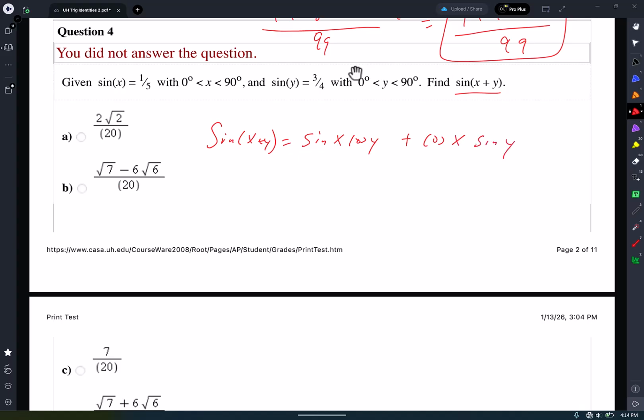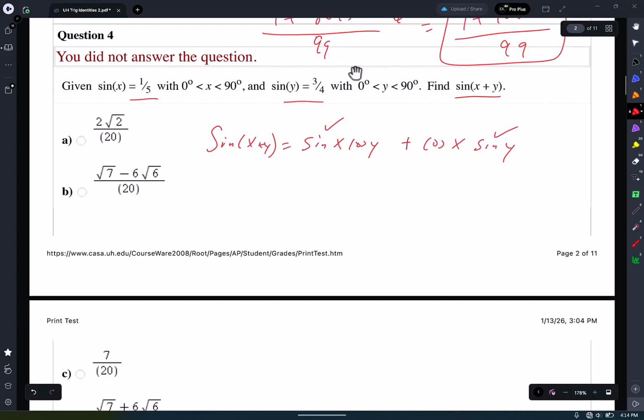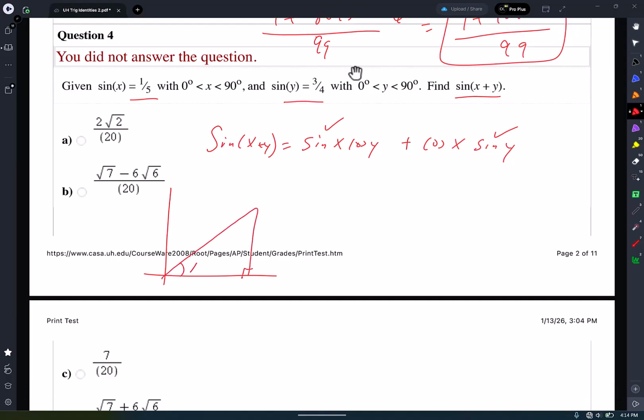Let's see what we have. We have sin x, 1/5, and we have sin y, 3/4. So we're missing cosine y and cosine x. They're both in quadrant 1. So quadrant 1, here it is. That's angle x. 1, 5. 5 squared is 25, 1 squared is 1, so there's the square root of 24. We'll simplify it in a little bit.